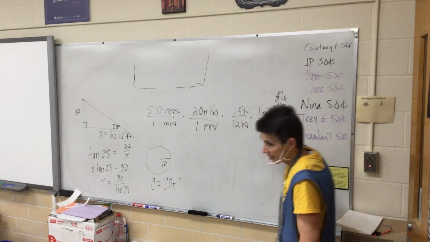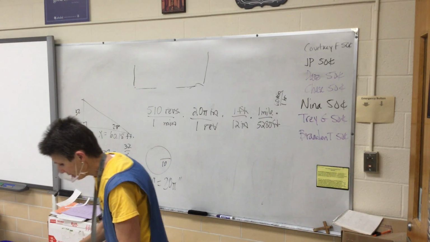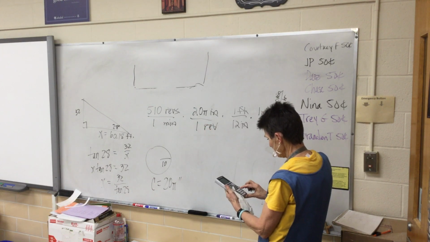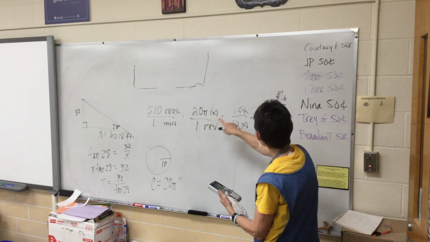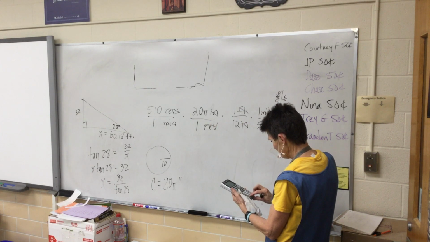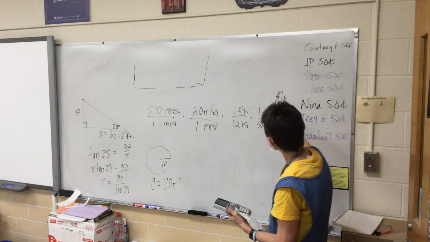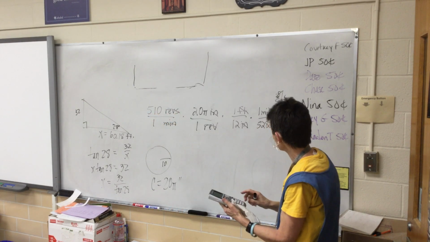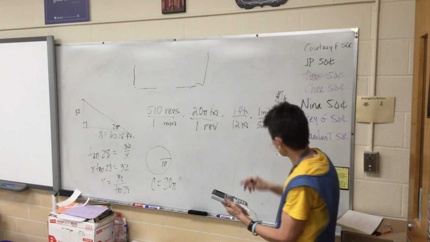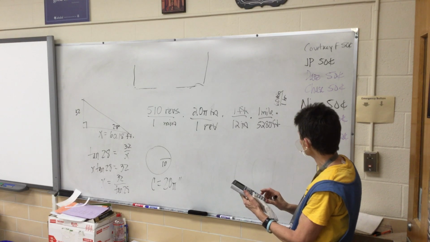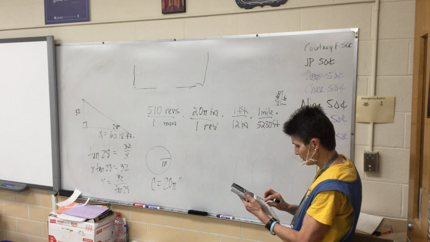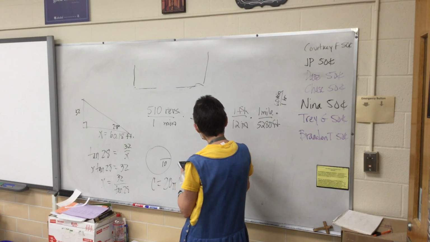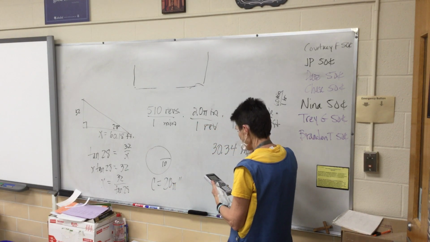Right? So I'm going to type it in on my calculator. Everything on the top, just multiply straight across. So 510 times 20 pi times 60. That's the top, right? All the numbers in the top. Now I'm going to divide that. And since I've got 2 numbers down there, I'm going to go ahead and divide by parentheses 12 times 5,280. And this wheel is spinning at 30.34 miles per hour.